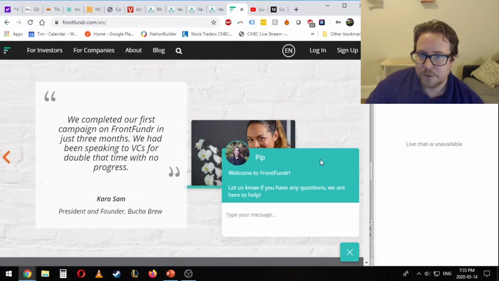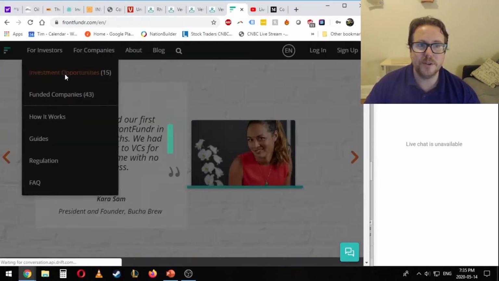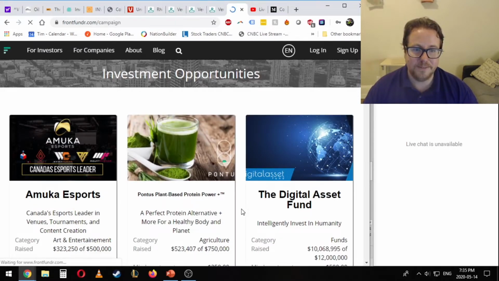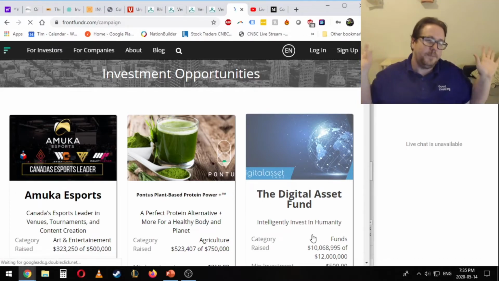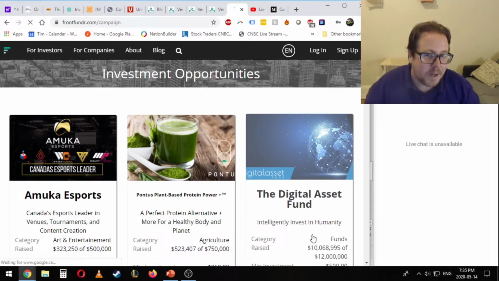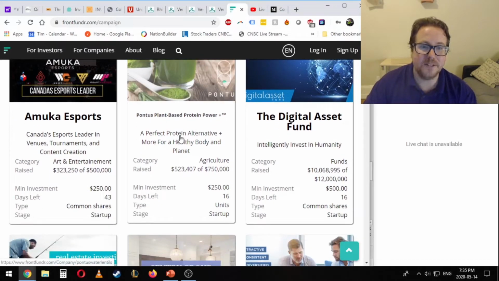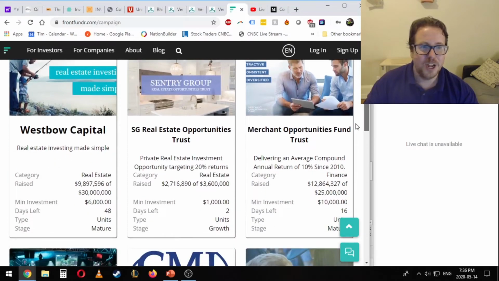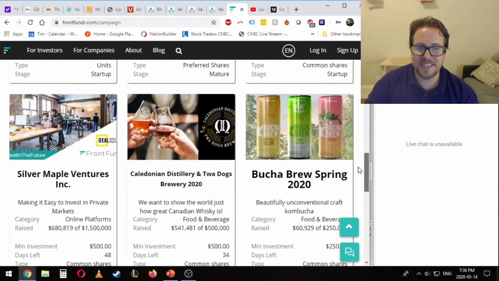If you wanted to pick and choose your initiatives, there is a really cool thing called Front Funder. So Front Funder, this is equity-based crowdfunding. This is going to allow us to look at specific companies that we do want to invest in. Now, some of them are going to be social purpose, some of them not. So I kind of leave it up to you to decide in terms of the impact. But you can see here, we've got esports. This is going to be plant-based protein power here. So you can see protein alternative, right? Digital asset fund, real estate investing made simple, some interesting things here.